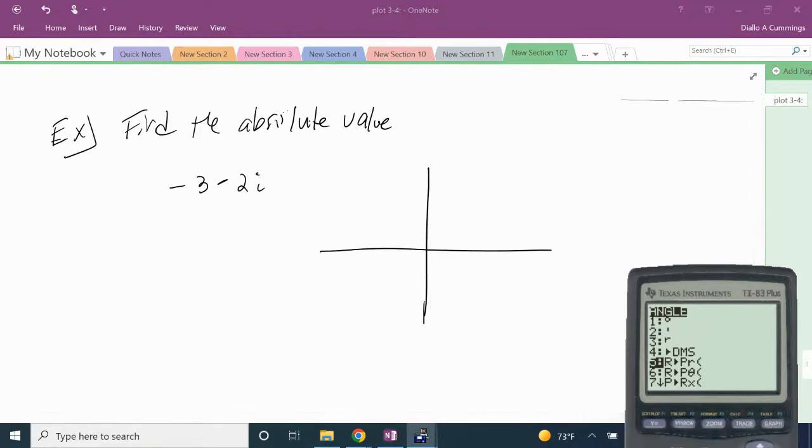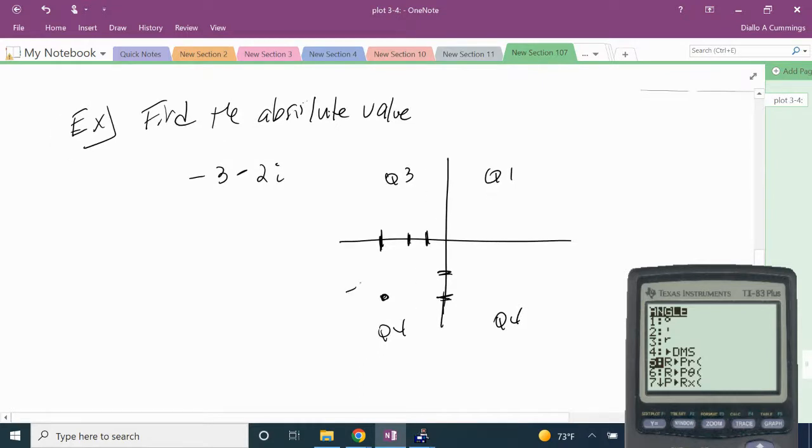Now we're not actually asked to plot this, but I will plot this. Keep in mind we're in the complex number system, so our real number is -3. I'm going to go 3 places to the left. The imaginary unit is -2, so I'm going to go down 2. This is actually in the third quadrant. Now this is going to become a little bit important later on. This is our point, -3 minus 2i. I'm asked to find r.